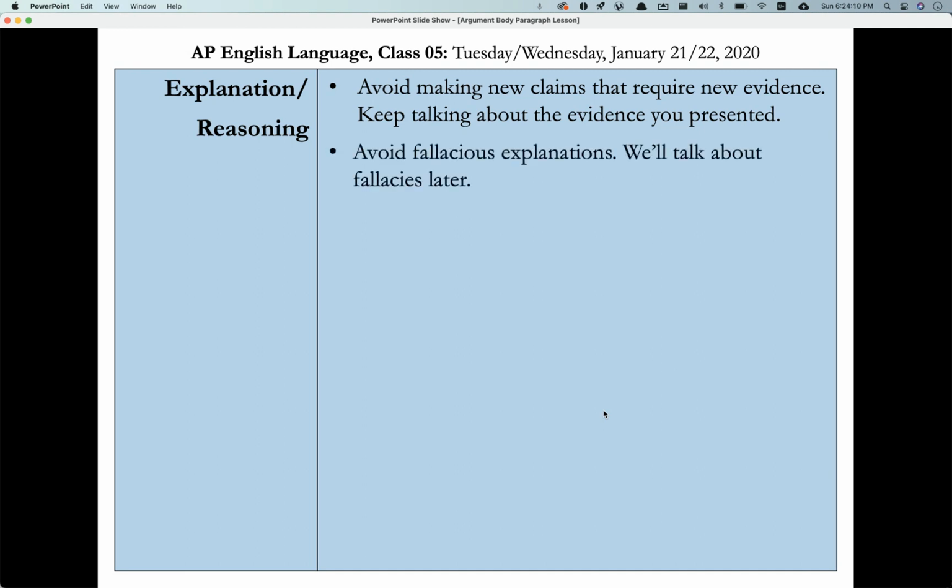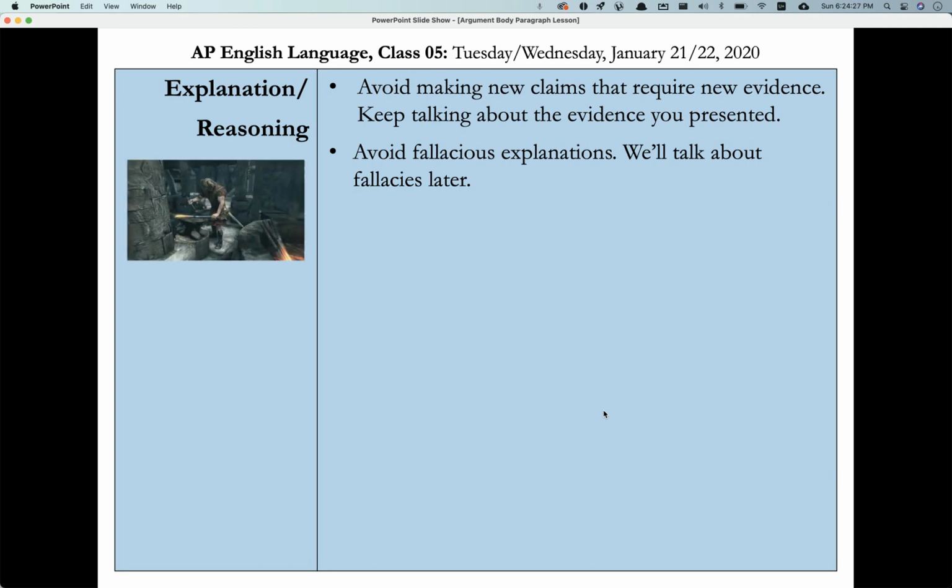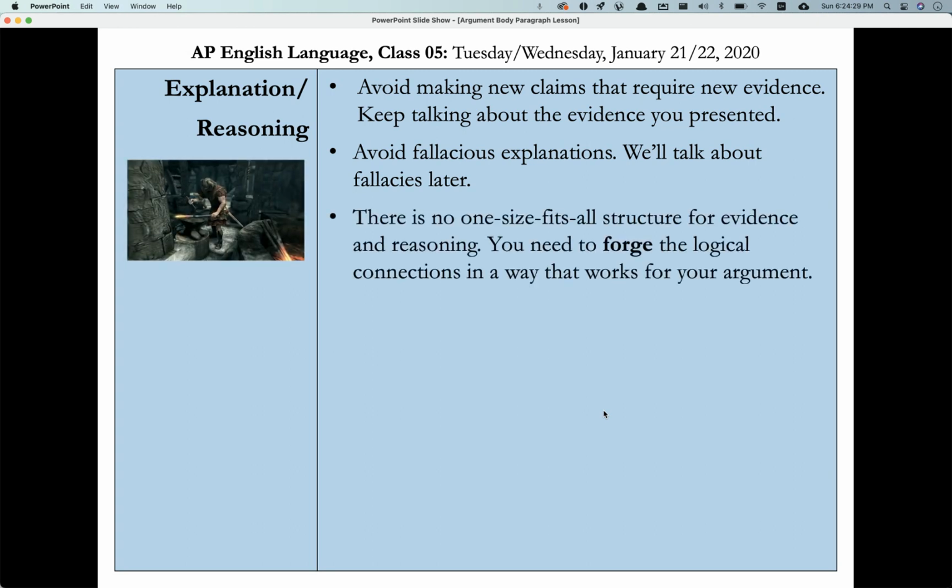Please also avoid fallacious reasoning, avoid argumentative fallacies, which are weak arguments. We will talk about those later, of course. You will have a chance to learn and think about a wide swath of the fallacies that exist, though there are just a huge number of them.